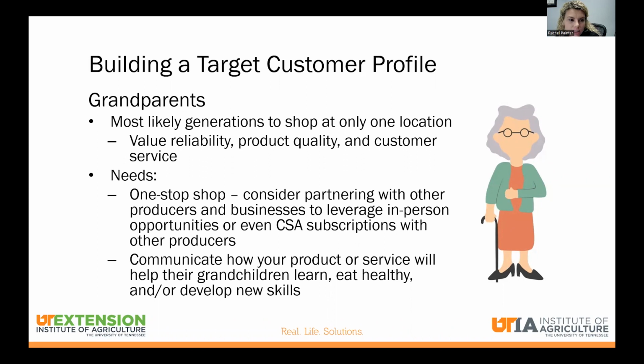They really value reliability, product quality, and customer service. So if something ever goes wrong, if you can make that right as quickly as possible, then that builds trust and loyalty from them.